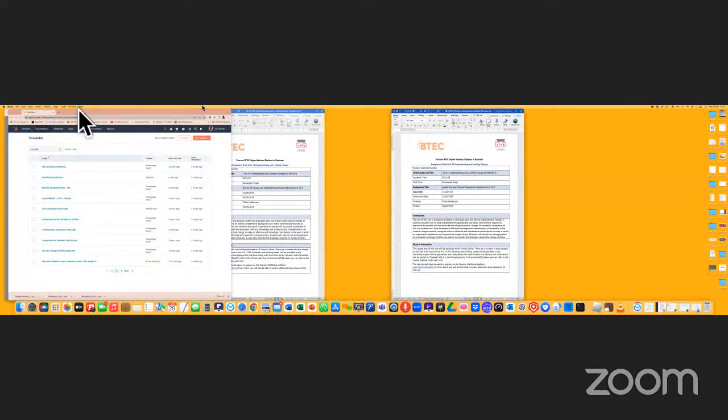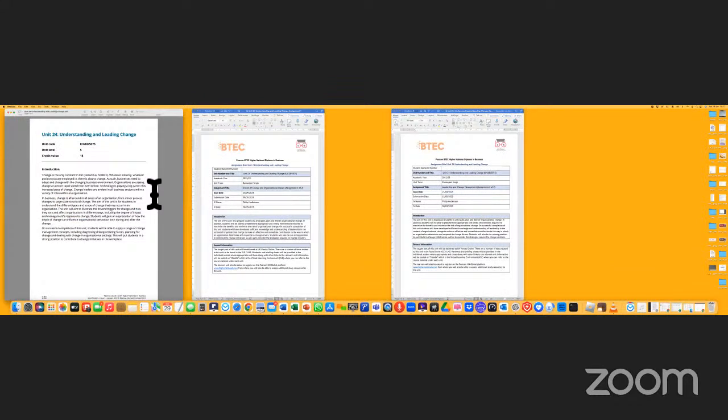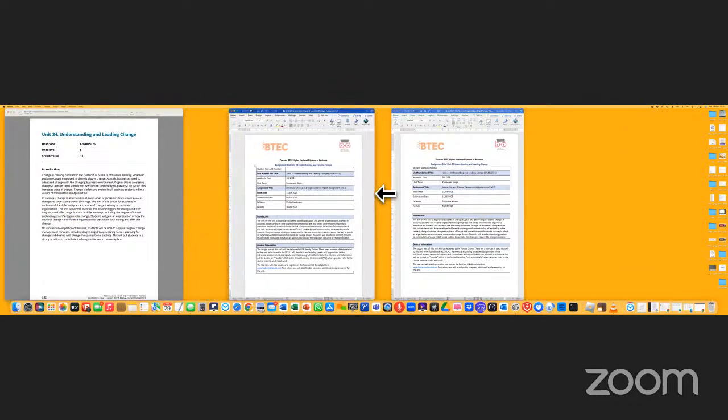go to the full screen for a minute. And then you see everything in terms of the unit specification, which is here. You also see what is called the assignment brief part 1 of the unit, and then assignment brief part 2 of the unit. Now, here is the way we would go about essentially looking at doing the assignment.